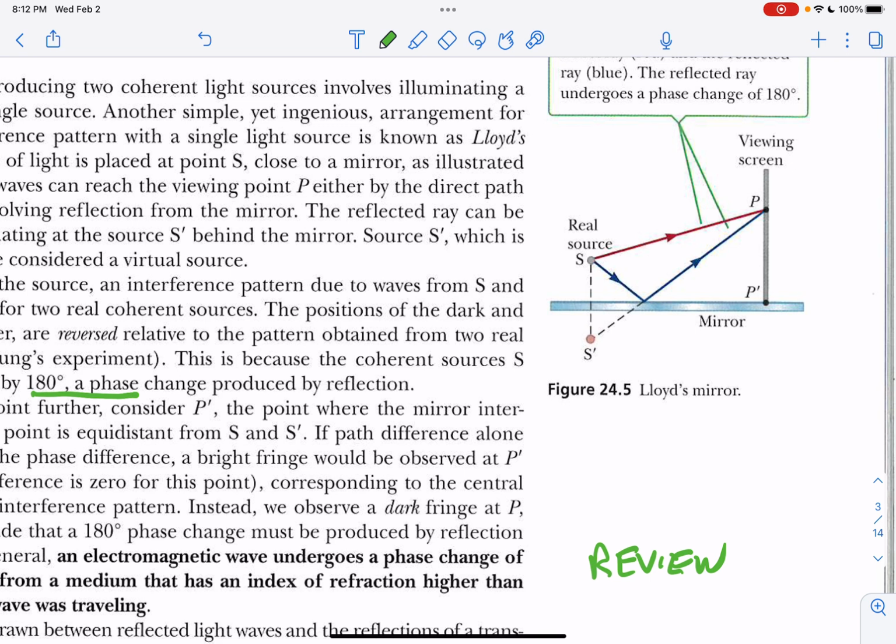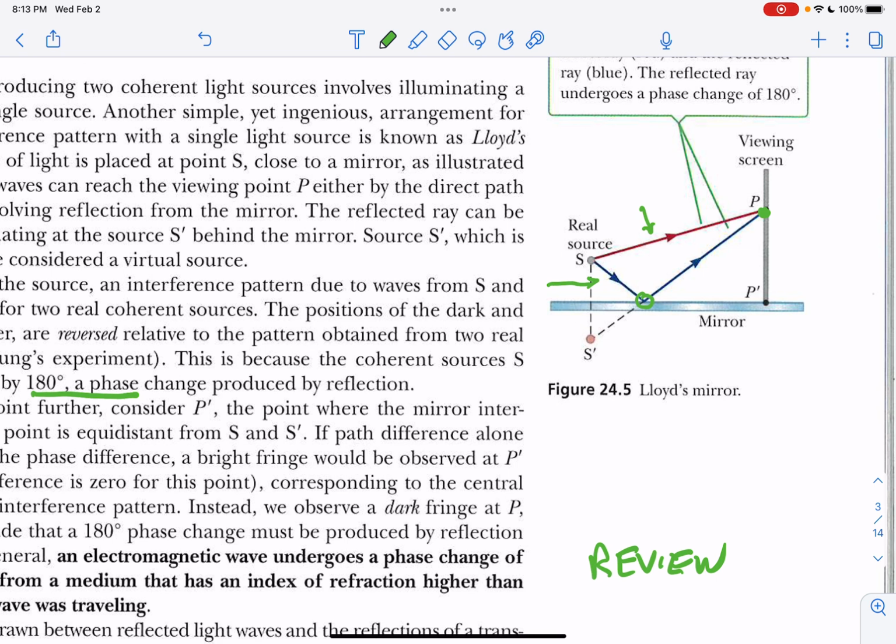So, for example, if we look at the blue beam of light here, it's traveling through the air. At this point, it strikes the glass, which is a higher index of refraction. It's going to reflect off the glass 180 degrees out of phase. This beam of light here is not striking anything. The two beams intersect right here, and this is where they will interfere with each other, either constructively or destructively.